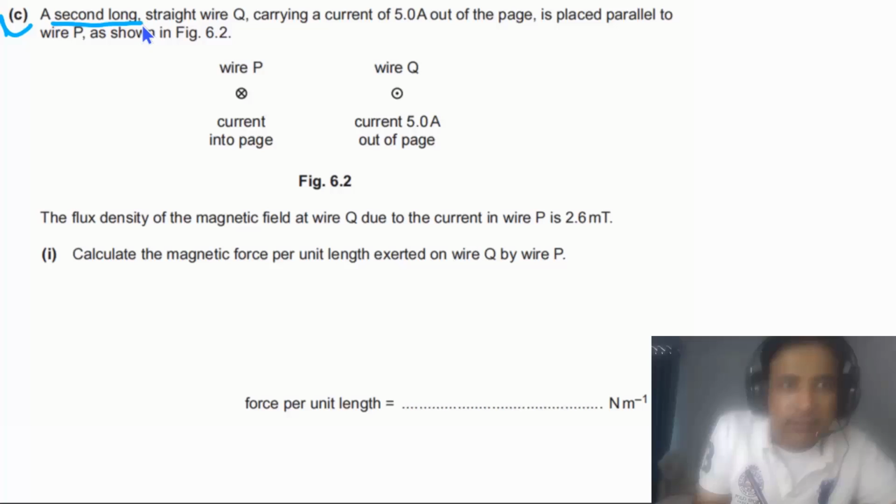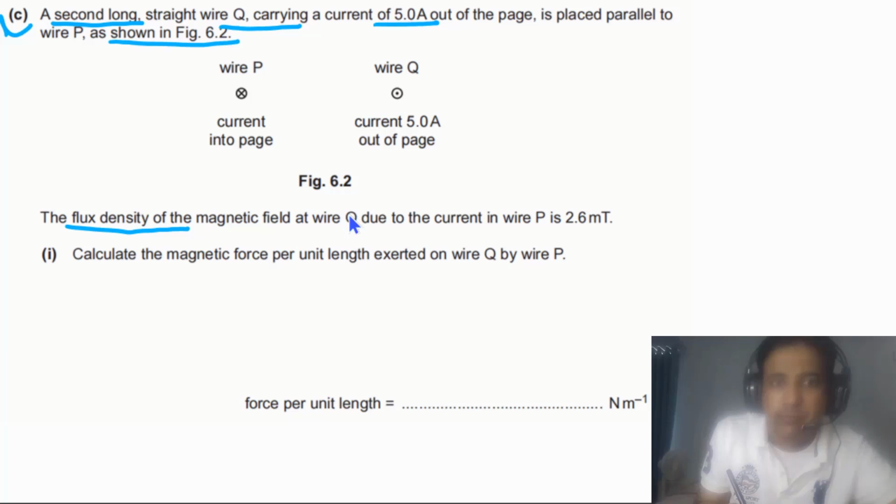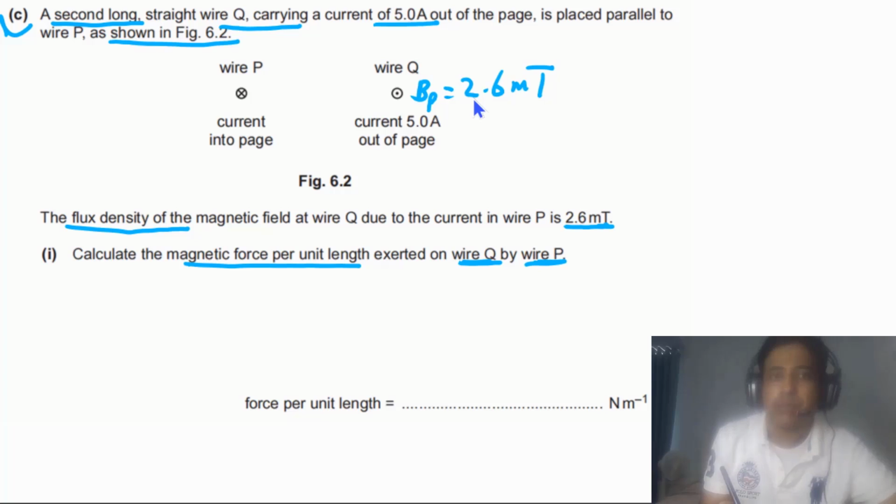Part C says a second long straight wire Q carrying current of 5.0 amps out of the page is placed parallel to wire P as shown in figure 6.2. The flux density of the magnetic field at wire Q due to current in wire P is 2.6 millitesla. Calculate the magnetic force per unit length exerted on wire Q by wire P. It is also given to us the magnetic field due to wire P near Q, we can simply say BP, equal to 2.6 millitesla.